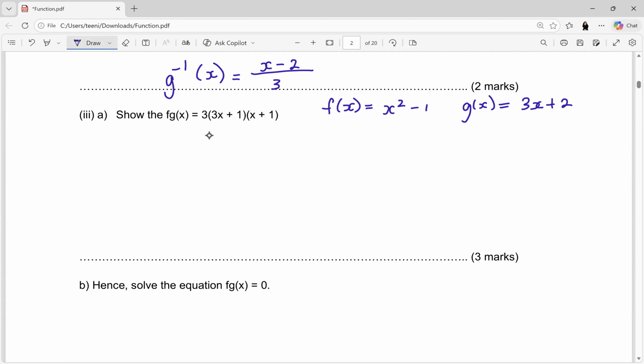The function f of x. What would it be? f of g of x.